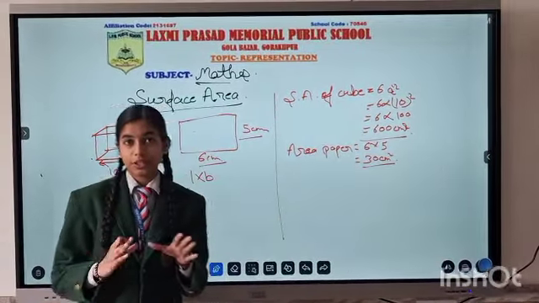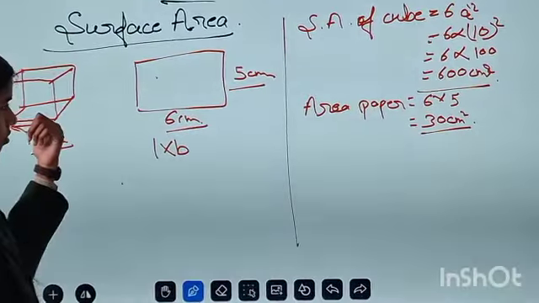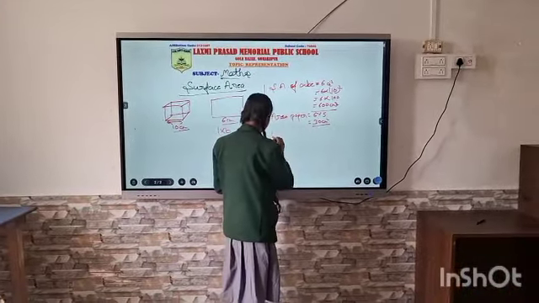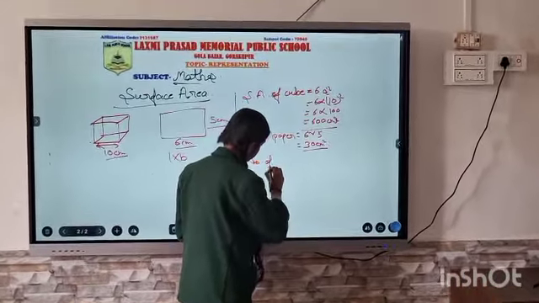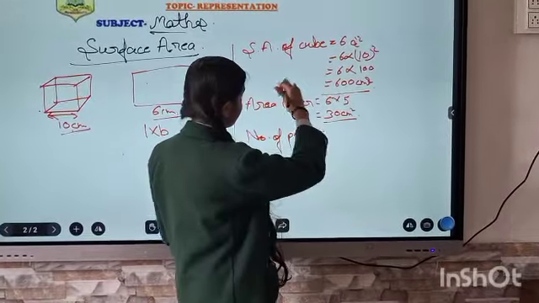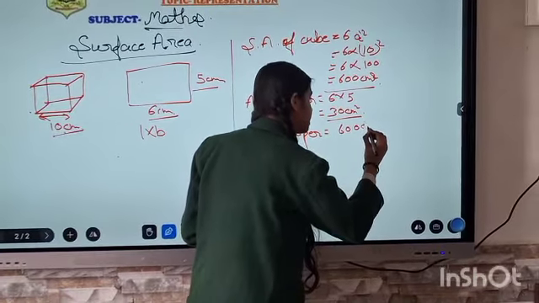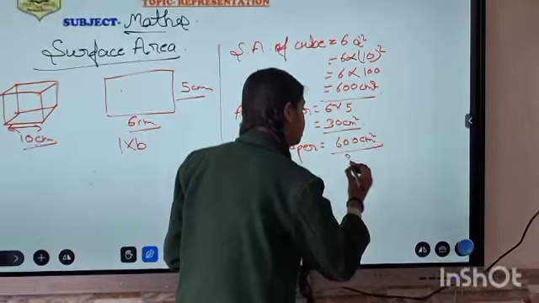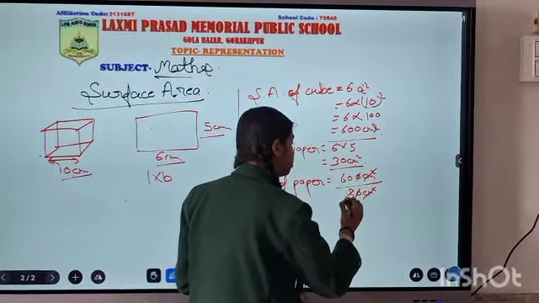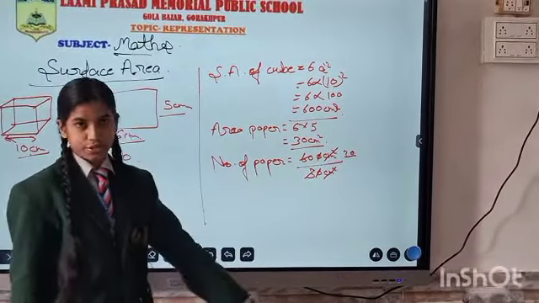Now, to find the number of pages you require to wrap this box, simply divide the surface area of the cube by the area of the page. That is, the number of pages required will be the surface area of the cube divided by the area of that page, that is 600 centimeter square by 30 centimeter square. The units will cancel out, and 60 divided by 3 is 20. So you needed 20 pages to wrap this box.